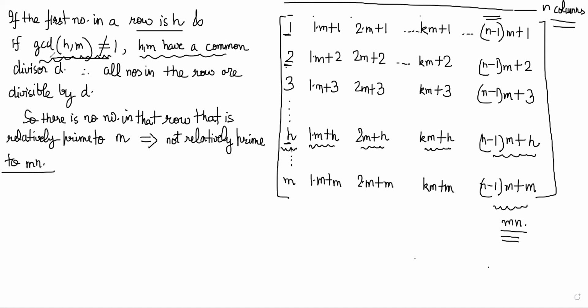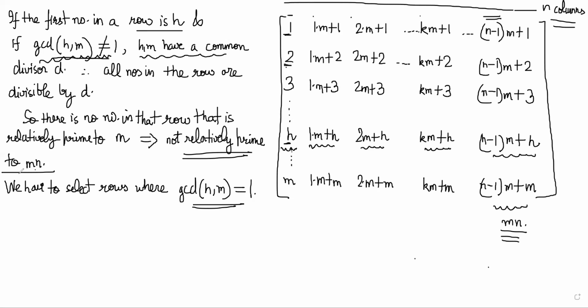So that means we have to select rows where h and m are co-prime. Only those rows can have any number that is relatively prime to mn. So how many rows are there?